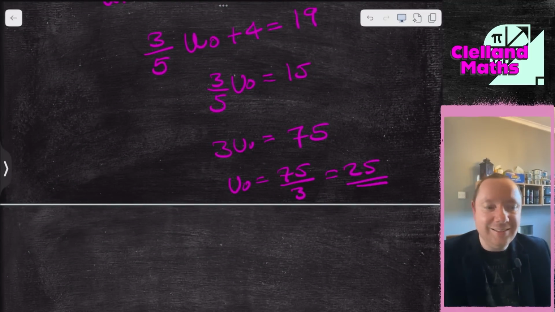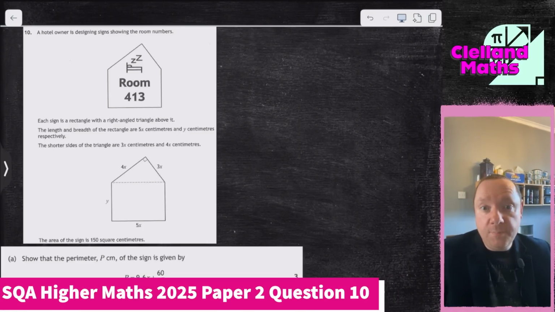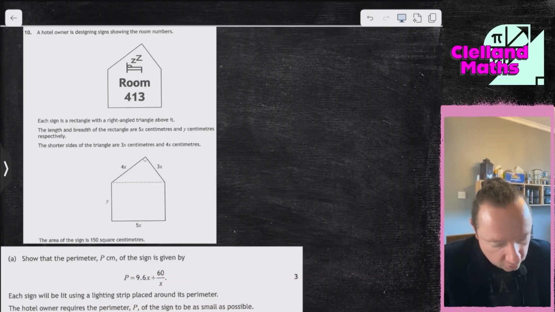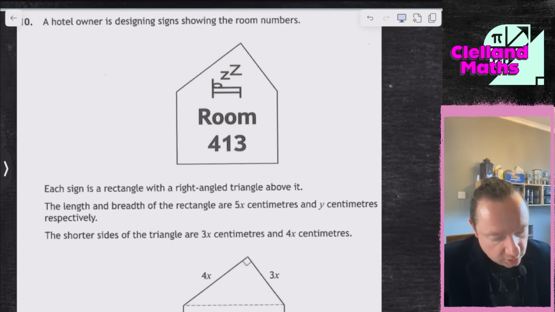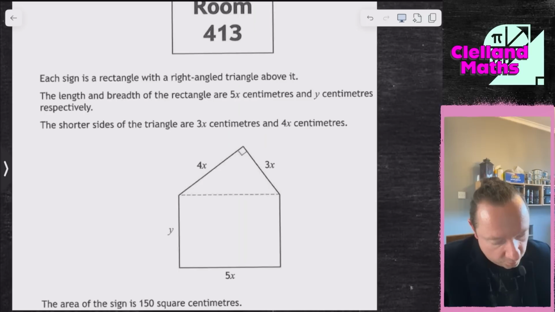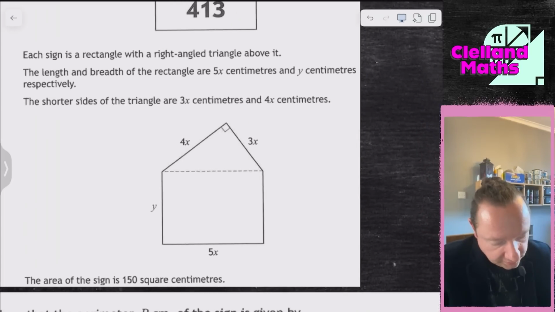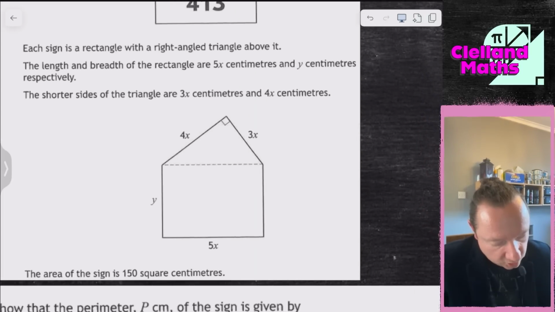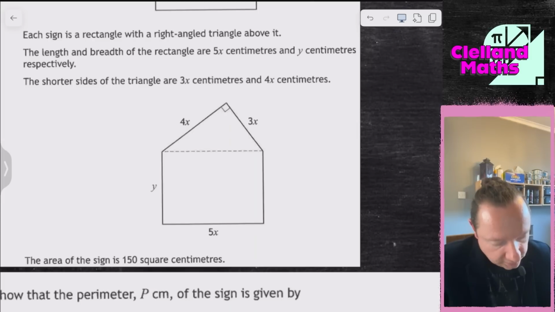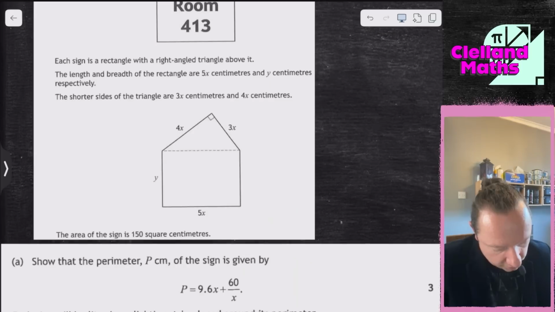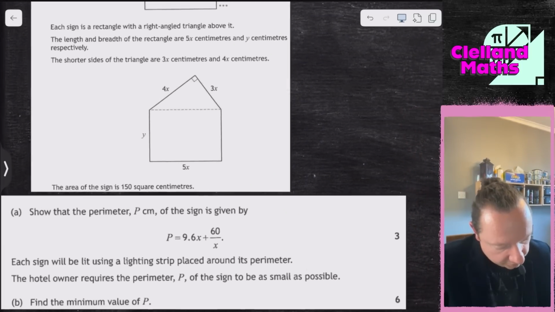And we're done there. SQA Higher Maths 2025, Paper 2, Question 10. A hotel owner is designing signs with room numbers. There's the sign. Each sign is a rectangle with a right-angled triangle above it. The length and breadth are 5x and y, and the shorter sides of the triangle are 3x and 4x. And obviously it's a right angle. It shows that the perimeter is given by that.